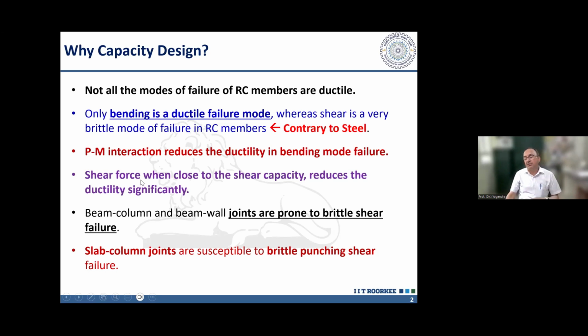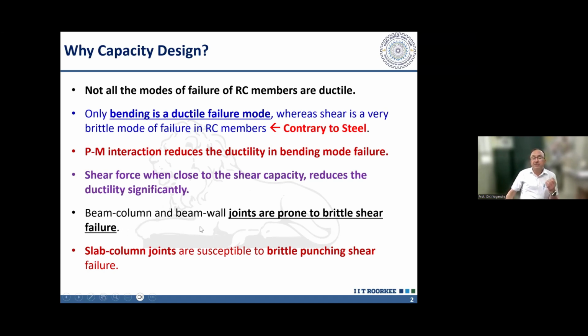Then PM interaction: if there is axial force also acting on a member, RCC member, that means in place of a beam, if we are having a column, then also the ductility is reduced. And presence of shear force also reduces the ductility, particularly when the shear force is close to the shear capacity. So a small shear force is not that much a problem, but if we are having large shear force just closer to the shear capacity, the failure may start in flexure, but later on when the concrete cracks, it may be taken over by the shear failure. So there also the ductility is reduced significantly.